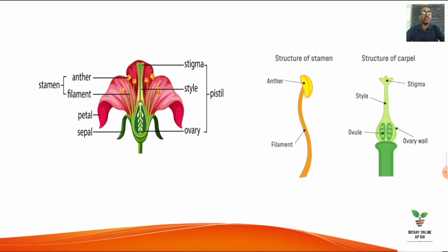Inside the ovary there is presence of ovule, as you can see quite clearly in this picture. So on the right hand side there is the diagram of a carpel. The carpel consists of a tip, that is the stigma, then an elongated portion, which we call the style, then the lower bulbous portion is called the ovary. Inside the ovary you will find ovules.